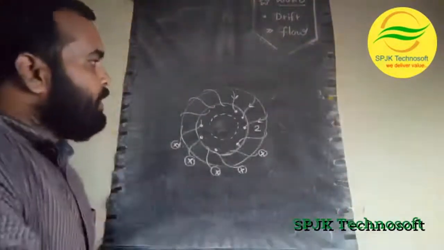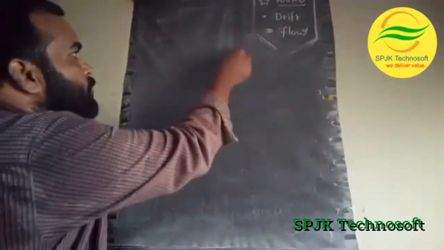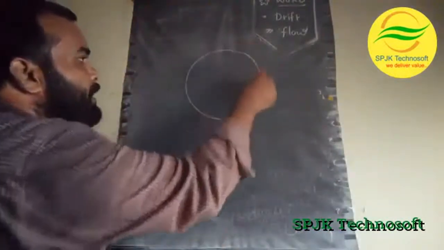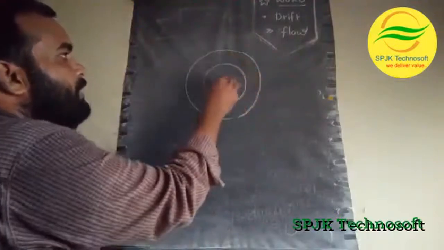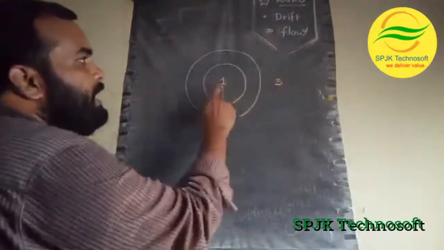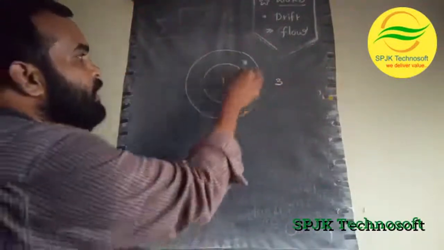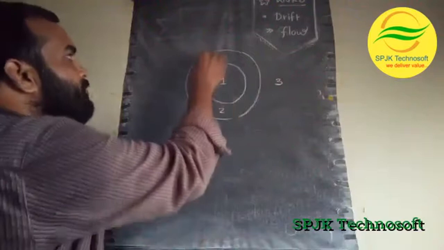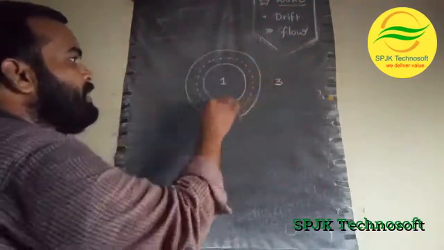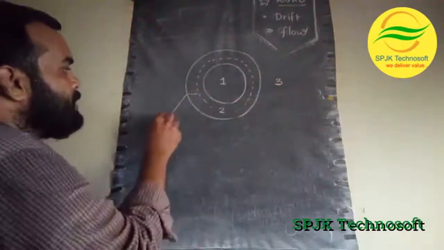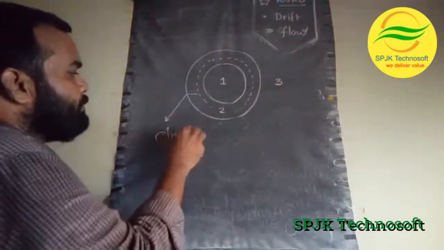Now, to calculate inside the toroid, please see. We are drawing a diagram here. Already we have calculated outside and inside, where B is equal to 0. Now we want to calculate in the second region. For this, I am taking an Amperian loop here. The dotted line represents the Amperian loop.